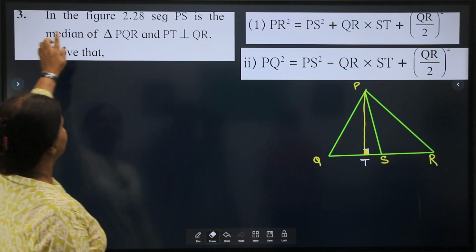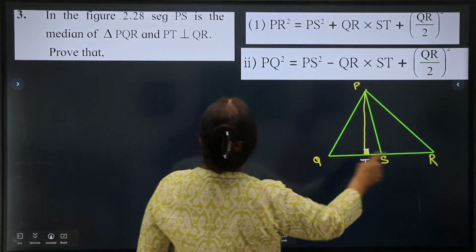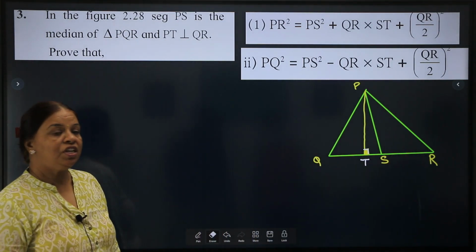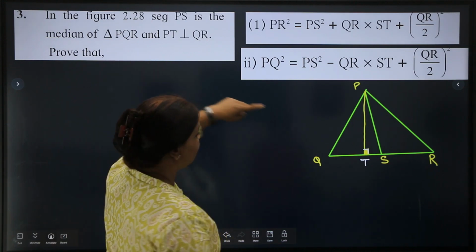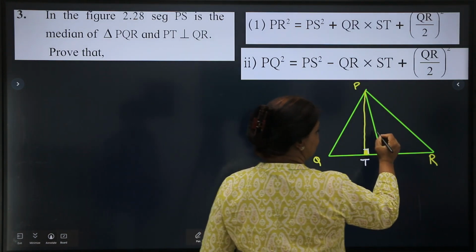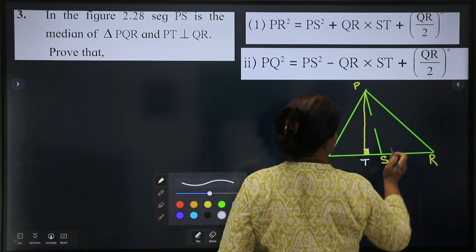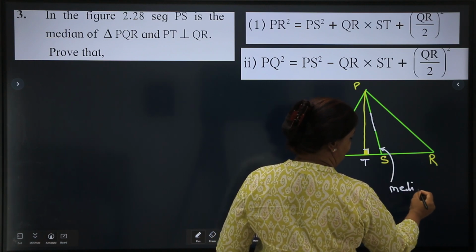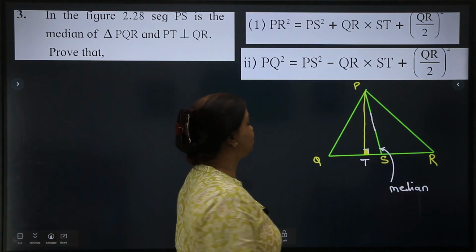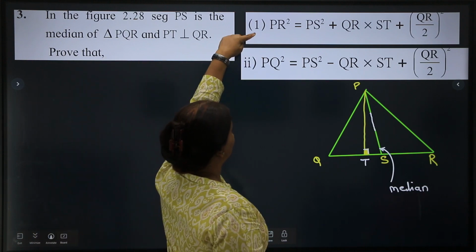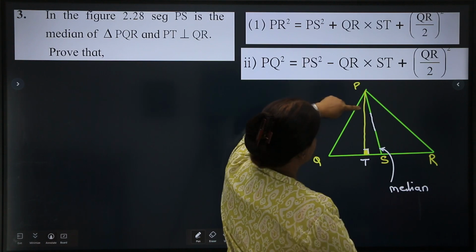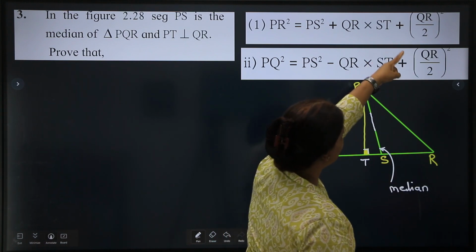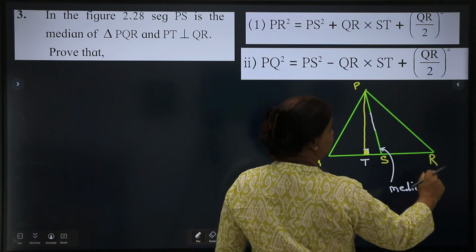Question number 3, there is a figure I have already drawn of triangle PQR where PS is the median of the triangle PQR. And what we need to prove? It is given that PT is perpendicular to QR. This line is the median. PT is given perpendicular to QR. We have to prove PR square is equal to PS square plus QR into ST plus QR upon 2 the whole square.